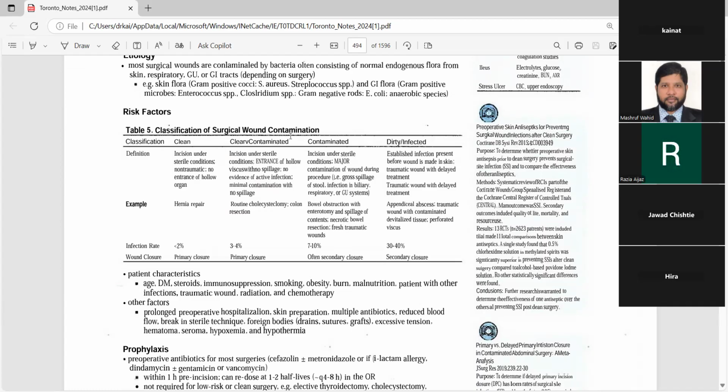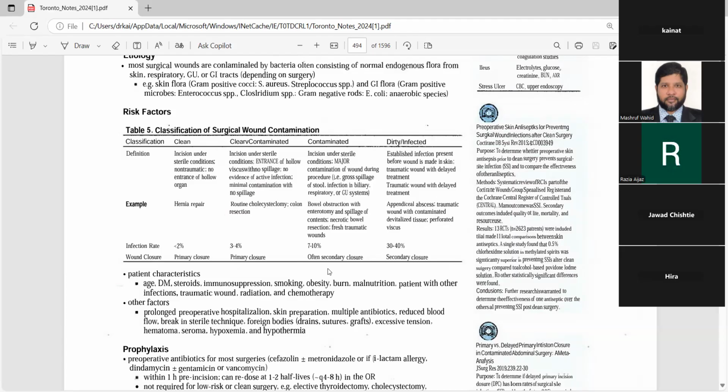Mainly in surgical wound infection, you need to know what the clean ones are. It's basically the hernia repair. Clean contaminated is basically routine cholecystectomy or colon resection. Contaminated is bowel obstruction with enterotomy and spillage of the contents. And dirty is basically the traumatic wound with contamination and devitalized tissue.